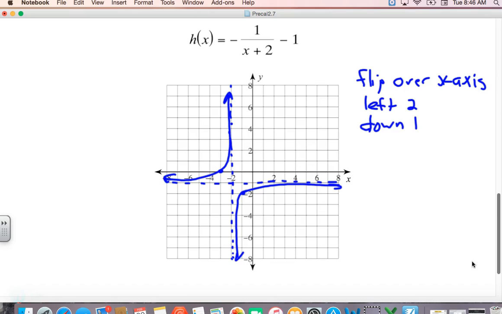And your points have to flip, so you're not up at 1 above and 1 to the right. You're 1 to the right and 1 down, and then the other one, of course, is left 1 and up 1 from the intersection of the asymptotes.